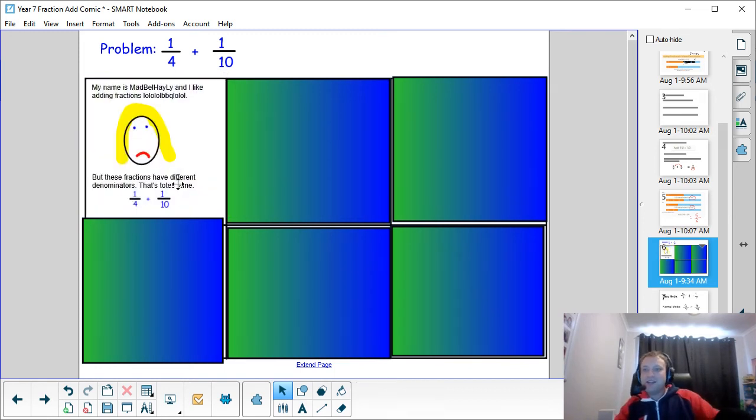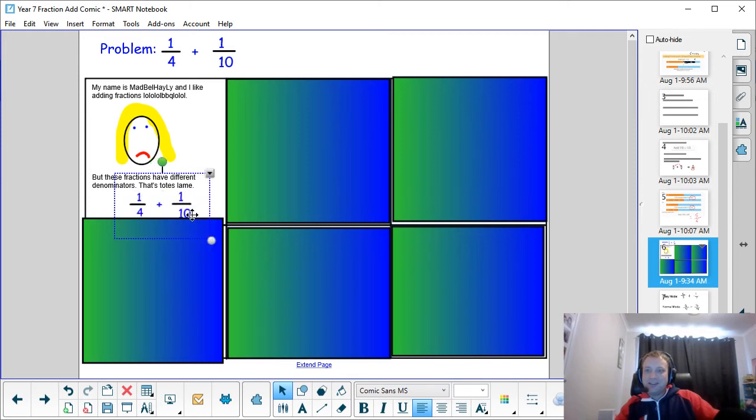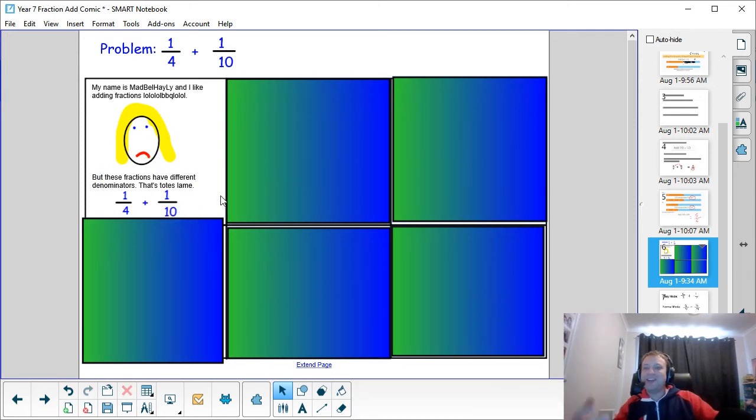I have my character. She really, really likes adding fractions together, but she's sad, right? Because these fractions have different denominators, right? We can't just add a quarter and a tenth. So what we're doing is introducing the character and the fraction. It's the orientation stage of our story, for those of you who are English fans.